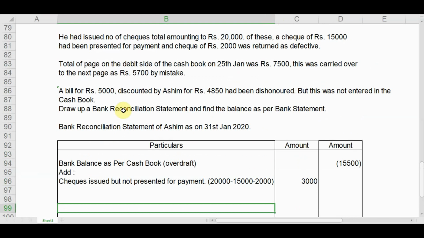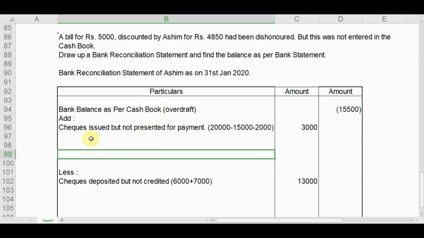Next, the total of the page on the debit side of the cash book on 25th January was rupees 7,500. This was carried over to the next page as rupees 5,700 by mistake. So the balance of the cash book has been decreased by rupees 7,500 less rupees 5,700, that is rupees 1,800. So as the cash book balance has been decreased, we will add this figure.